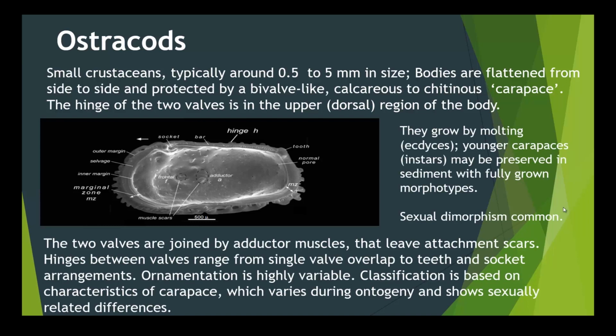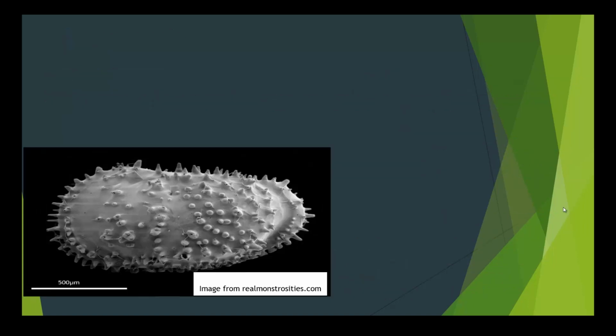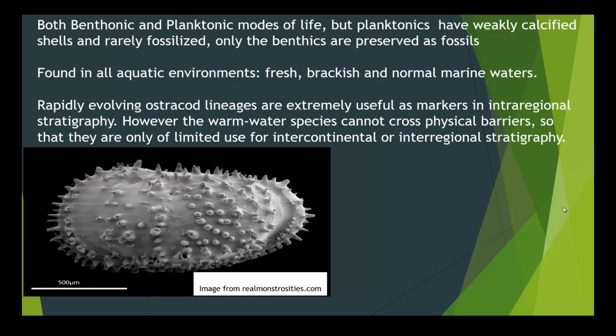Classification of ostracods is based on these characteristics of the carapace, and they vary during the ontogeny and show sexually related differences. The ostracods show both benthonic and planktonic modes of life, but planktonics have weakly calcified shells and are rarely fossilized. Only the benthics are preserved as fossils. They are found in all aquatic environments: freshwater, brackish water, and normal marine waters.